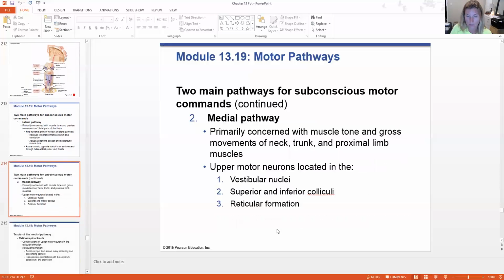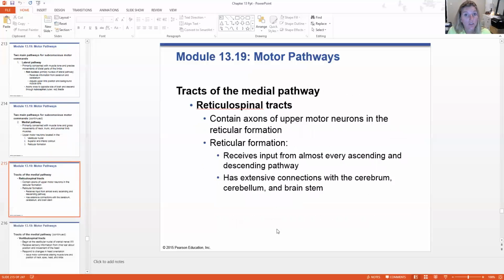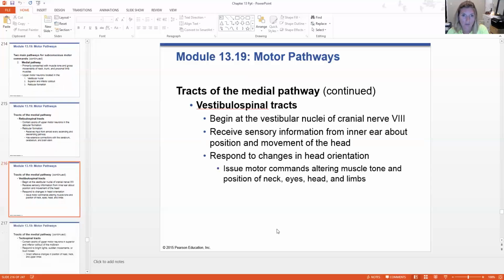and the reticular formation. The reticulospinal tracts contain axons of the upper motor neurons within the reticular formation. So the reticular formation is receiving input from almost every single ascending and descending pathway, and so it has extensive connections for control and relay of information.